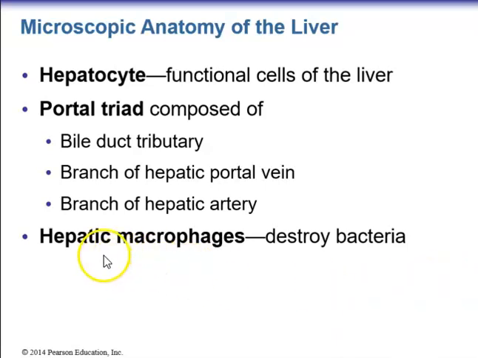Within the liver, we have hepatic macrophages, also known, I believe, as Kupffer cells. Now, these Kupffer cells are specialized macrophages that are located in the liver, line the walls of the sinusoids, and also are very important in destroying pathogens, especially bacteria that might be within the liver.